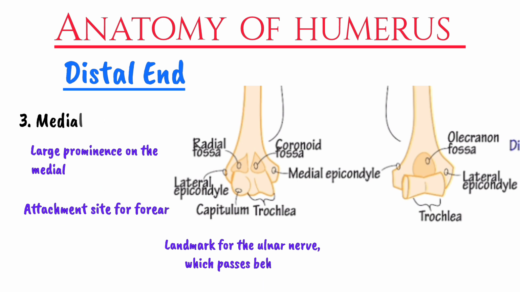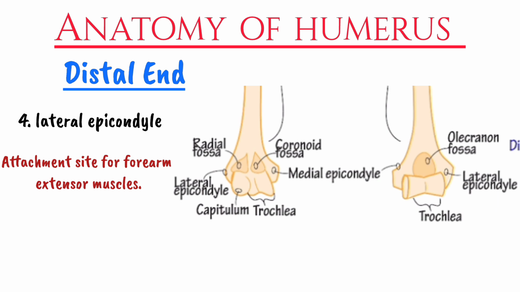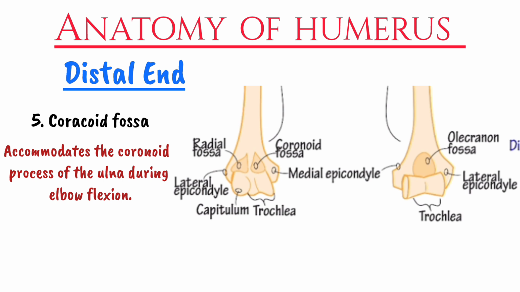Then number 4 in the distal humerus is the lateral epicondyle. The lateral epicondyle is actually a smaller prominence on the lateral side of the distal humerus. It serves as point of attachment for the forearm extensor muscles. Then number 5 is the coronoid fossa. The coronoid fossa is a shallow depression on the anterior distal humerus. It accommodates the coronoid process of the ulna, allowing elbow flexion.